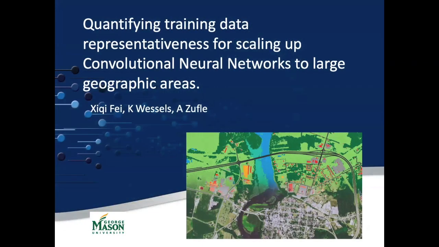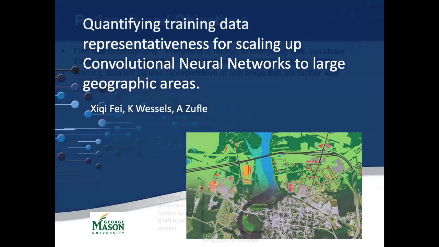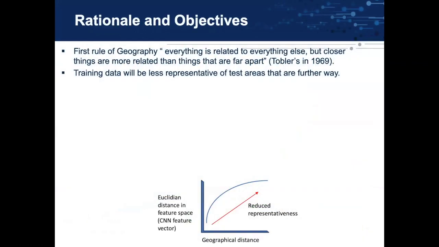Then the next use case is about quantifying training data representativeness for scaling up convolutional neural networks to large geographic areas. This pretty much tests the first rule of geography, saying everything is related to everything else, but closer things are more related than things that are further apart. Therefore, training data will be less representative of test areas that are further away.